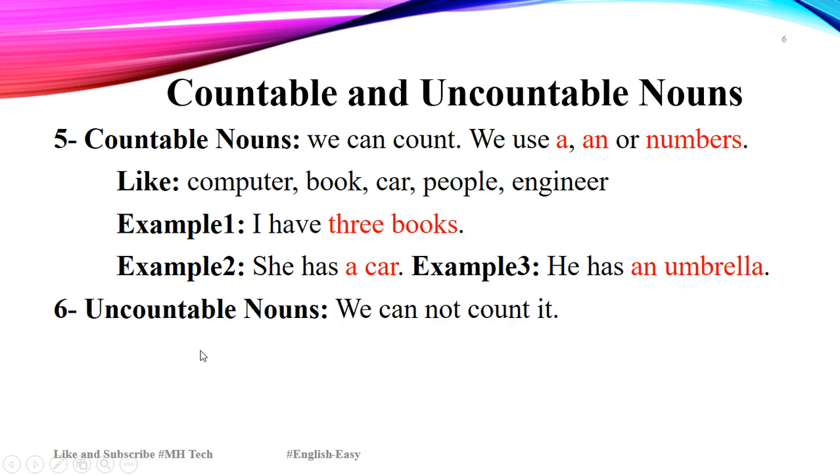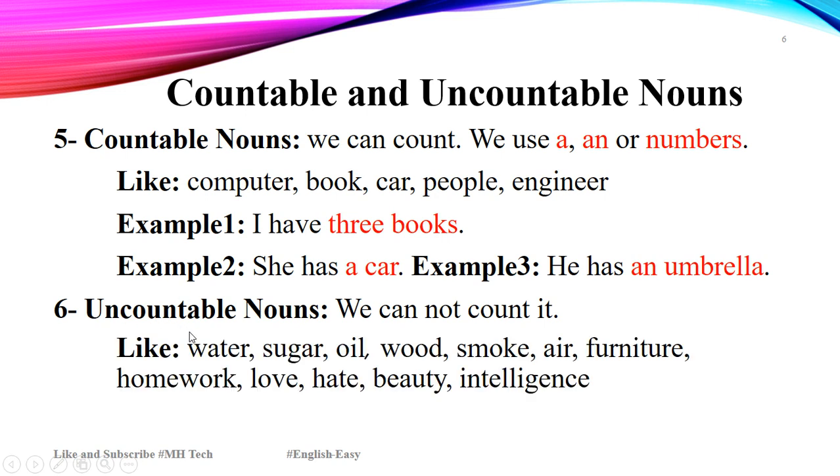Go to uncountable nouns. What are uncountable nouns in English? We cannot count them. You can see here uncountable is not countable. Like water, sugar, oil, wood, smoke, air, furniture, homework, love, hate, beauty, intelligence. These are clear examples for the uncountable noun in English here.